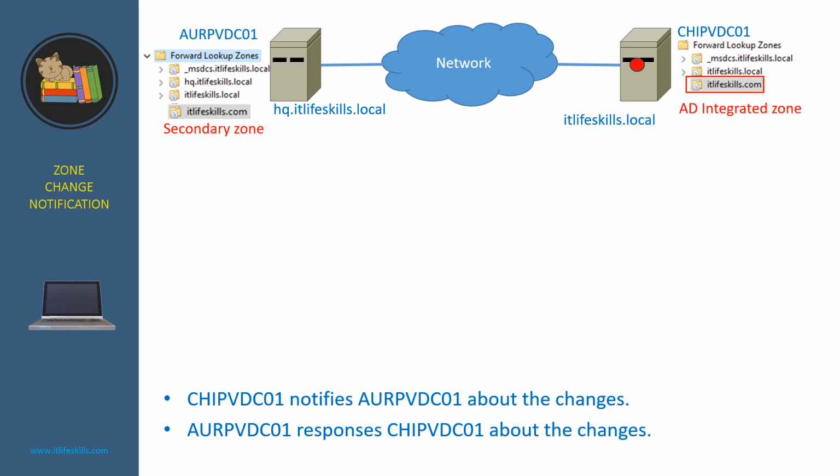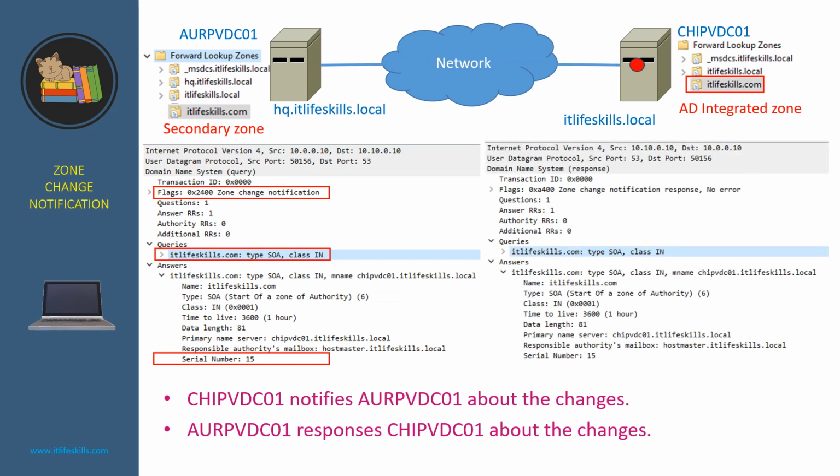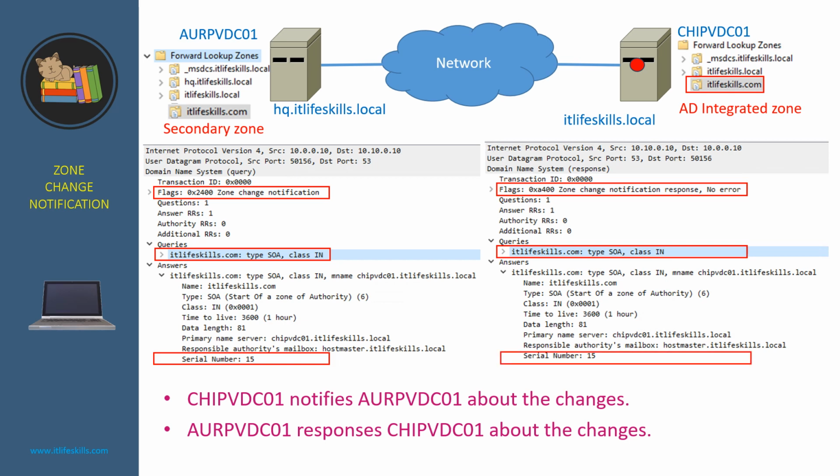From the Wireshark capture, we see that as soon as the new DNS records were added, GPVDC01 sent a zone change notification message for the itlifeskills.com zone with the serial number increased to 15, and OPVDC01 sent a zone change notification response back for the same zone itlifeskills.com to inform GPVDC01 that it updates the serial number to 15 with no error.